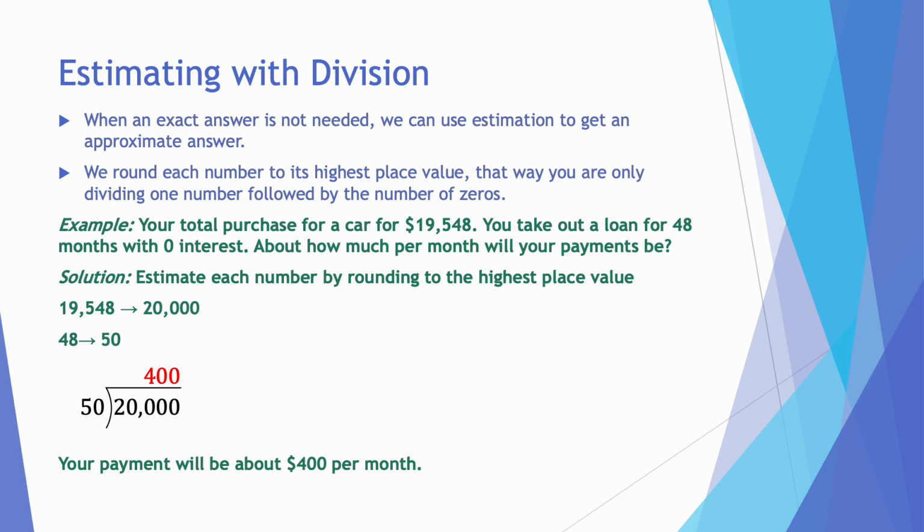Well, for the solution, the first thing we want to do is round each number to the highest place value. 19,548 rounds to 20,000 and 48 rounds to 50. We divide 50 into 20,000 and we get 400. So your payments will be about 400 a month.